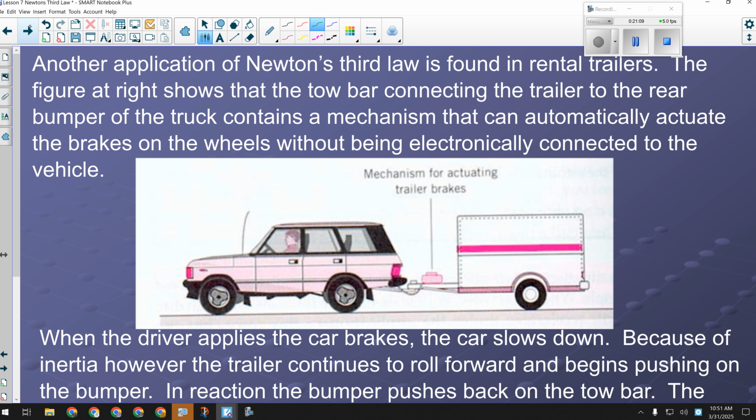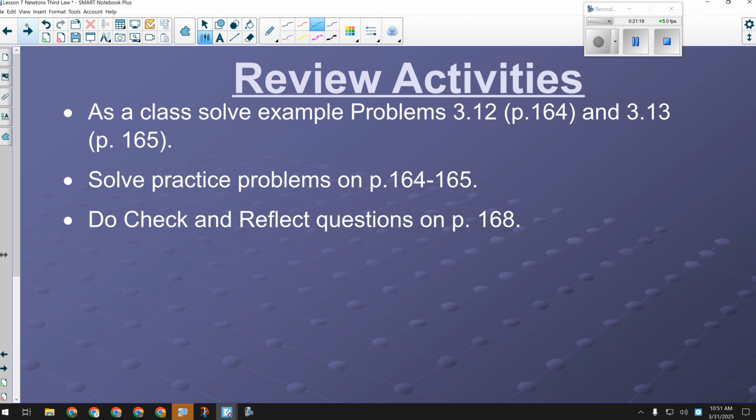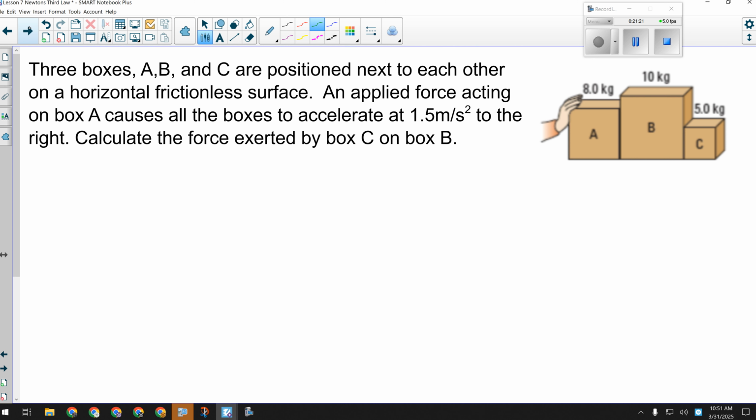But this is a Newton's third law reaction control braking system. Everybody all right with that idea? It's just a practical application of it. Well, let's look at a couple of examples here. I'd like you guys to write this example down, draw the picture. I'll give you a couple minutes and then we're going to walk through how to solve this one together.